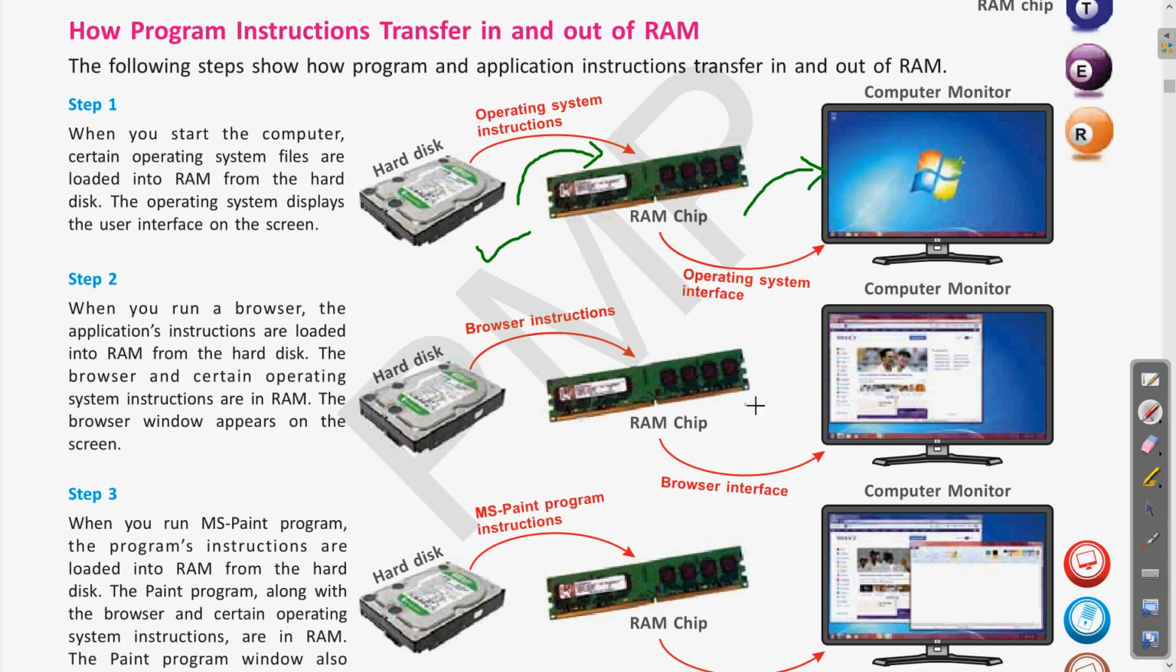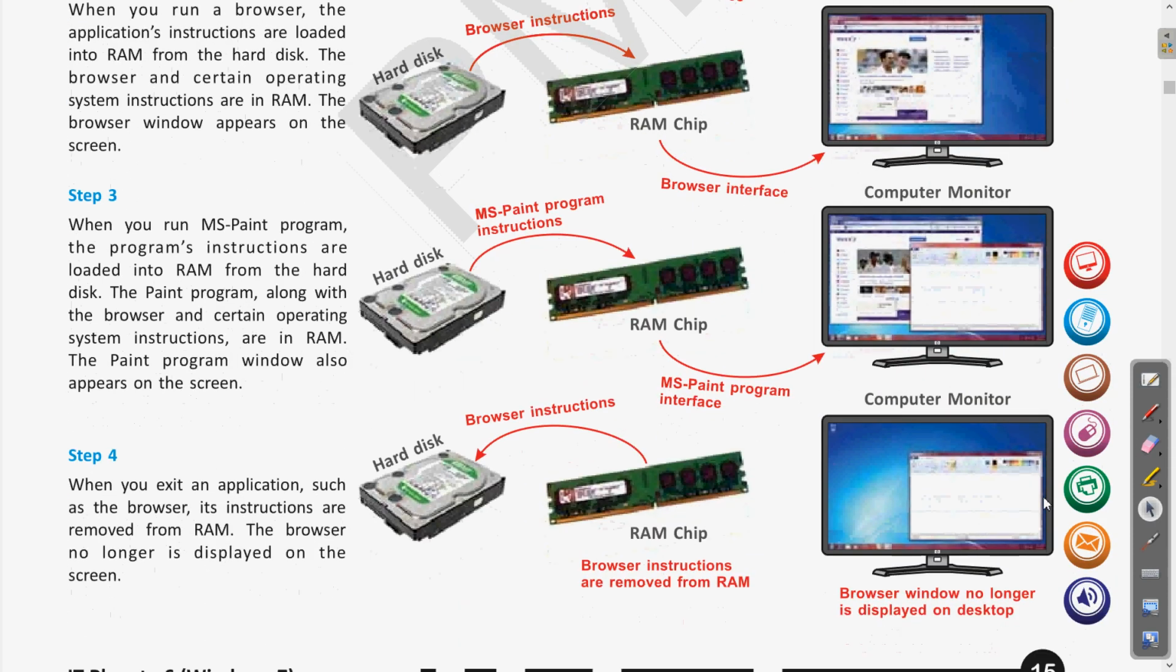Clear? Then when you open an internet browser like Mozilla Firefox or Google Chrome, this also is present in the hard disk only. When you double click and open it, basically the software is copied from the hard disk to your RAM, and then it is displayed on the monitor screen. In the same way, when you open an application like MS Paint, the software is first copied from the hard disk to your RAM, and then from the RAM to your monitor.